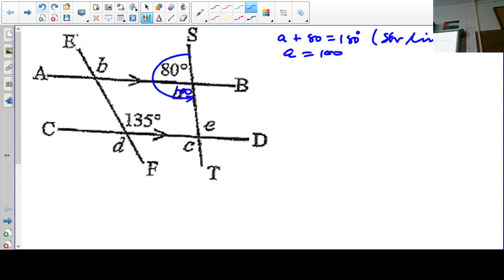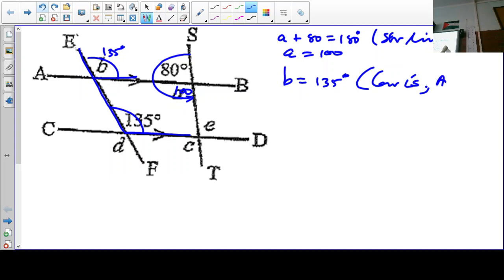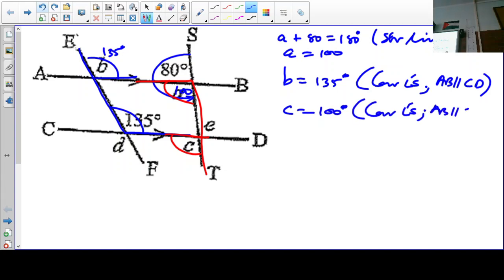B is going to be 135. Can you see the corresponding angles here? There's 135. It's corresponding, and I must say that AB is parallel to CD. Okay. C is 100. Why? Can you see that F being formed there? So C is equal to 100 degrees. Corresponding angles with AB being parallel to CD. Okay.